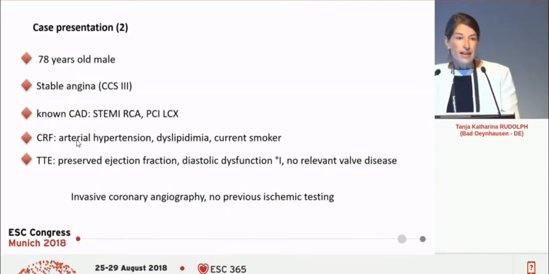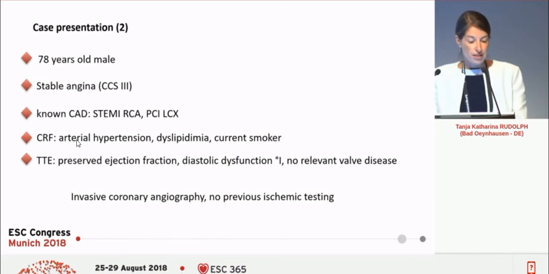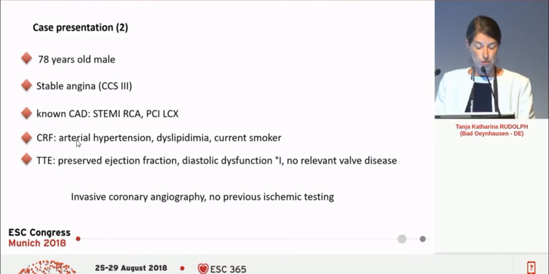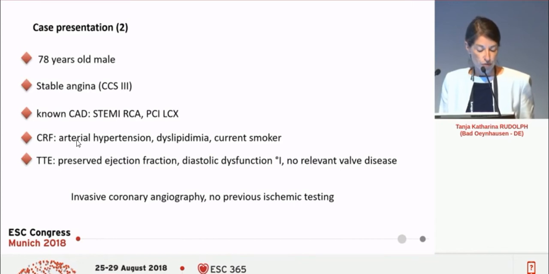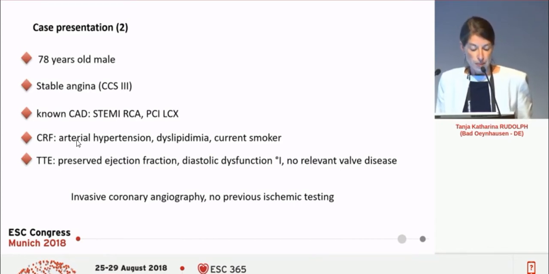The second case I would like to share with you is a 78-year-old male patient, again with stable angina. He presented to our clinic, and he already had a known coronary artery disease with a STEMI in the past in the right coronary artery and PCI in the circumflex. He was a current smoker, dyslipidemia and arterial hypertension were the other two cardiovascular risk factors.